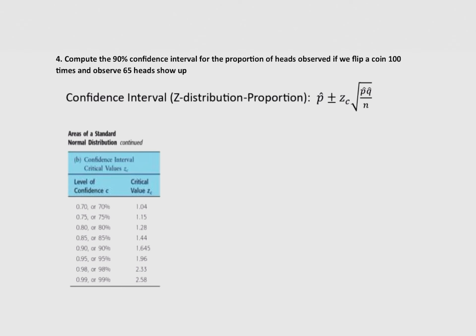All right, so question number 4. Compute the 90% confidence interval for the proportion of heads observed if we flip a coin 100 times and observe 65 heads show up.